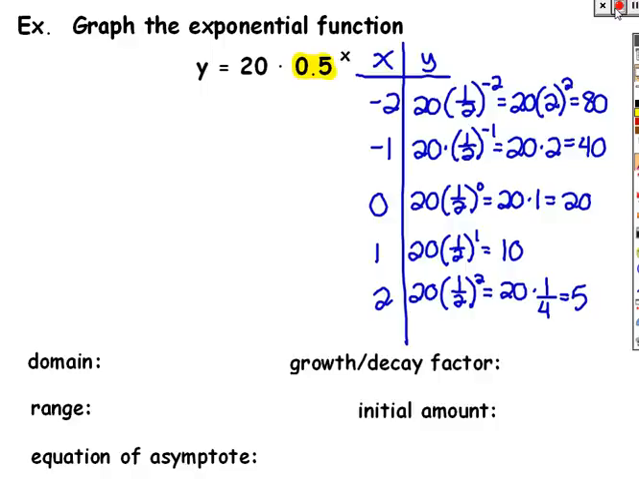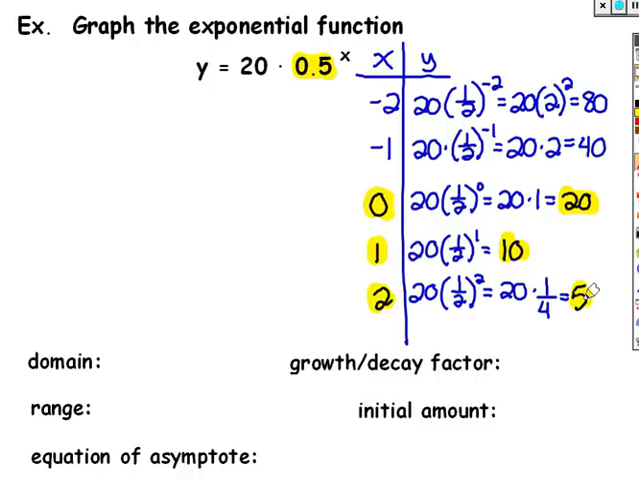So here's my table of values. One key starting point would be that y-intercept. If you plug in 0 for x, you should get out 20, or that a value for y. And then I picked 2 points to the left of the y-intercept, 2 points to the right. So (1, 10) would be a point on the graph, and (2, 5).